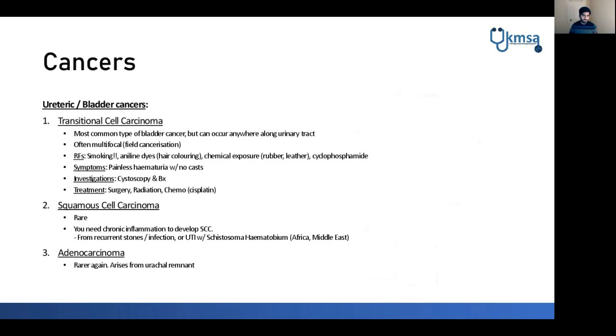That you should 100% want to rule out anything like a cancer in the urinary tract. Treatment as you would be surgery, radiation, chemo. Squamous cell is much less common.